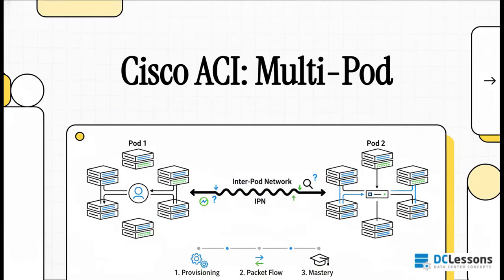All right, welcome. Today we're diving deep, and I mean really deep, into one of Cisco ACI's coolest features, multipod. We're going to take all that dense documentation and turn it into something you can actually use. By the end of this, you'll have a solid grasp on how these things are built and, more importantly, how data actually gets from point A to point B across different locations.